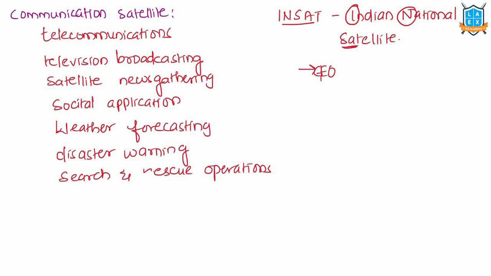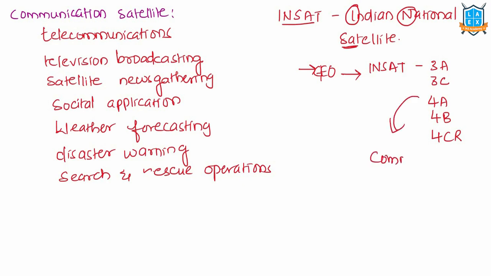So, what are the different kinds of satellites that are placed in this geostationary orbit? Let's look into that. First are INSAT 3A, INSAT 3C, INSAT 4A, INSAT 4B, and INSAT 4CR. All these satellites are used for communication purposes. Next comes the GSAT series. These also join the constellation of the INSAT system in providing communication services.